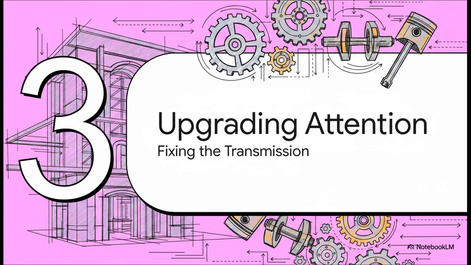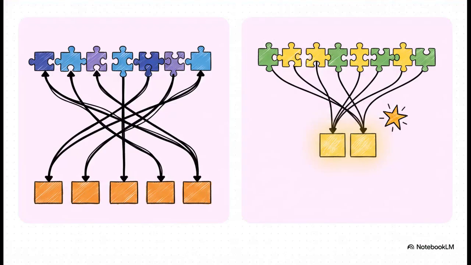Which leads us perfectly to Section 3, Upgrading Attention Mechanisms, re-engineering the transmission. If the standard engine is eating up too much memory, we have to radically change how the transmission works. Standard multi-head attention requires one query, one key, and one value computation per head. It is very thorough, but it is super expensive.